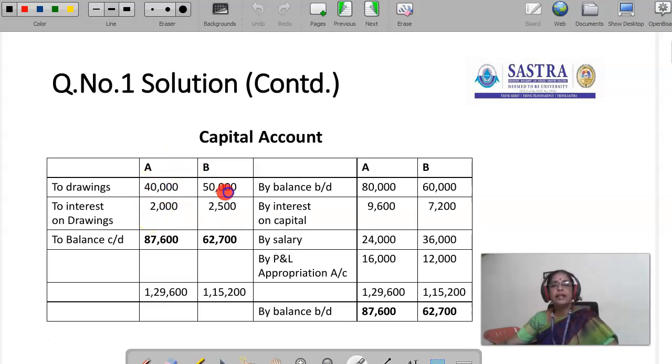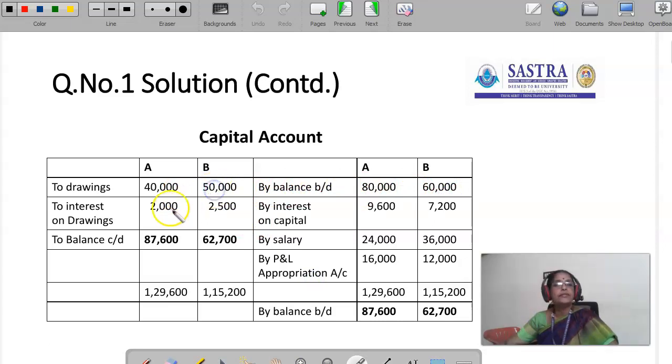It reduces the capital account of the partners, and so it should be debited. Salary, interest on capital, and share of profit in the P&L appropriation account are an income for the partner, and so that should be credited. So the balance brought down is 80,000 and 60,000.